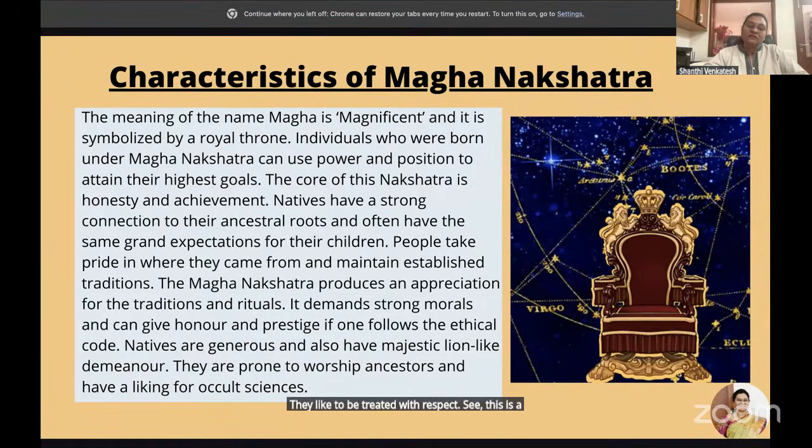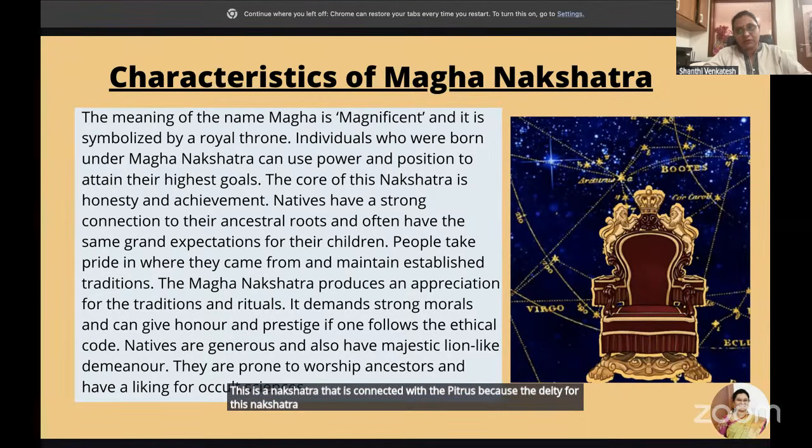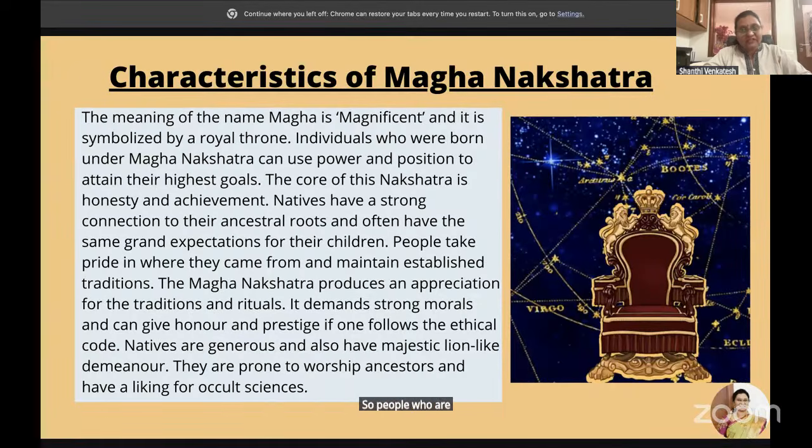So this is a nakshatra that falls in a royal sign. And the symbol for this nakshatra also is a throne. So you can expect how they had to be treated. They had to be treated with lot of respect. And this is a nakshatra that is connected with the Pitrus, because the deity for this nakshatra is the Pitrus. So people who are born in this nakshatra, they have got a strong connection with their family tradition, family lineage, then ancestral values. They have a strong pull towards all these things. So family history can be very, very important to them.